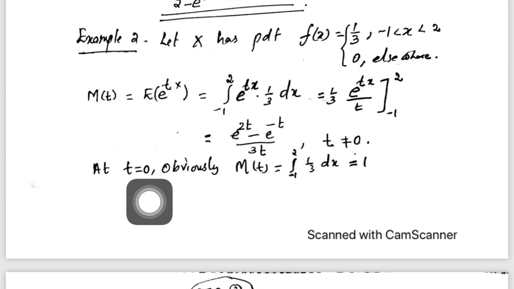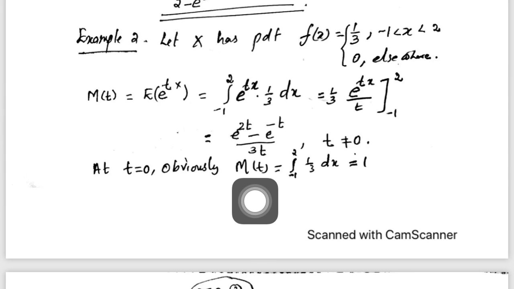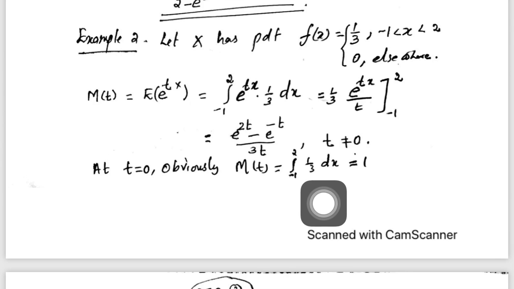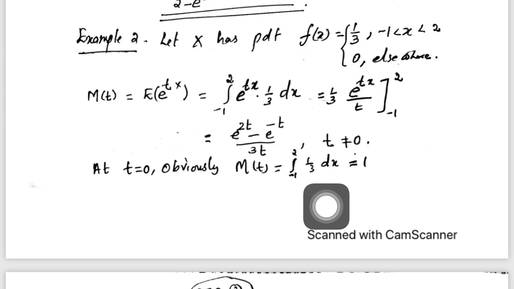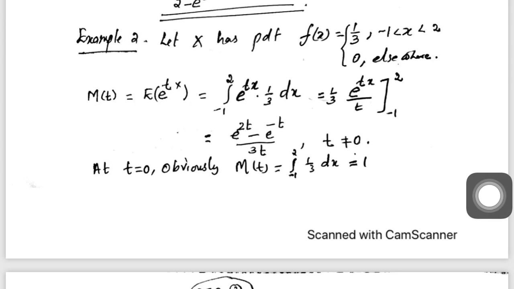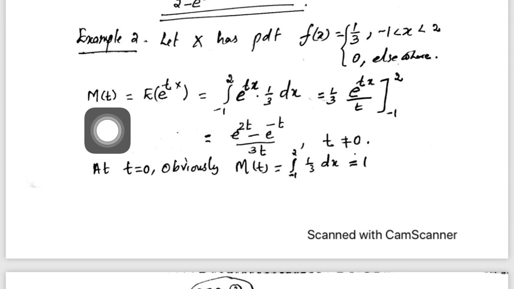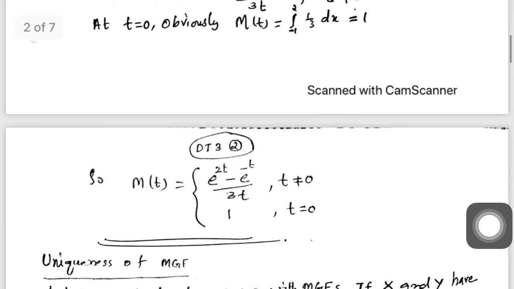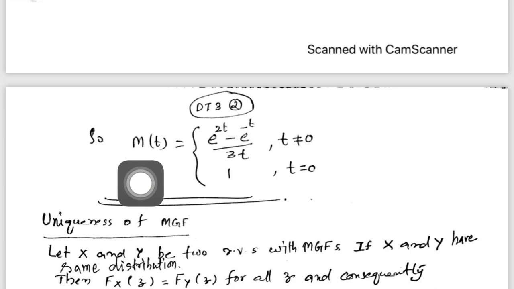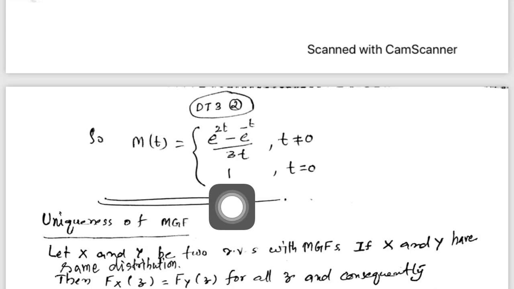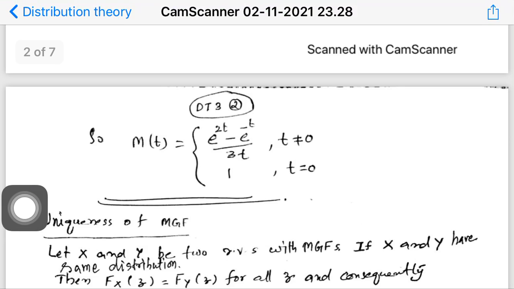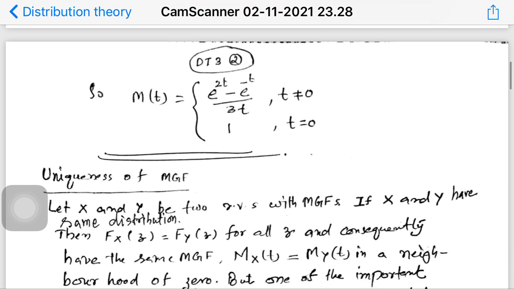When t is equal to 0, by definition M(t) is equal to the integral from minus 1 to 2 of e to the power of tx into p(x) dx. But when t is equal to 0, e to the power of tx becomes 1. So M(t) is equal to the integral from minus 1 to 2 of 1 by 3 dx, which is equal to 1. Okay, so you can consolidate the MGF M(t) as e to the power of 2t minus e to the power of minus t divided by 3t when t is not equal to 0, and when t is equal to 0, the MGF is 1. Clearly here also the MGF exists and is given by this formula.